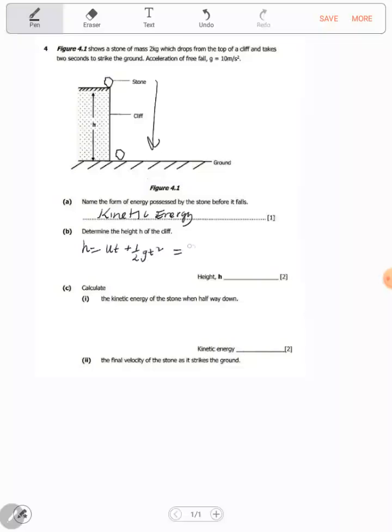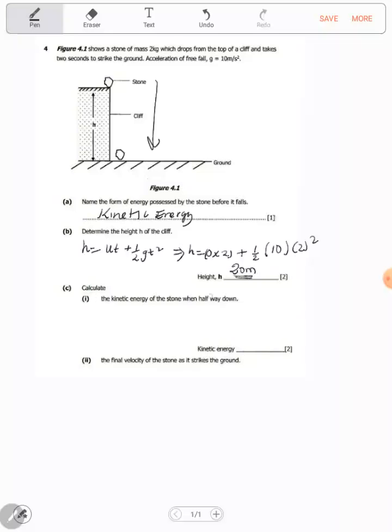In this case, h will be equal to, now look, we don't have initial velocity, so we just put 0, time is 2, like that. Now we maintain the positive because it's falling under the influence of gravity, unless it was going upwards. Then we say this is half, gravity is 10, time is 2. So when you punch on the calculator, height will be equal to 2 squared is actually 4. 4 times 10 is 40. Then 40 divided by 2, you get 20 meters.